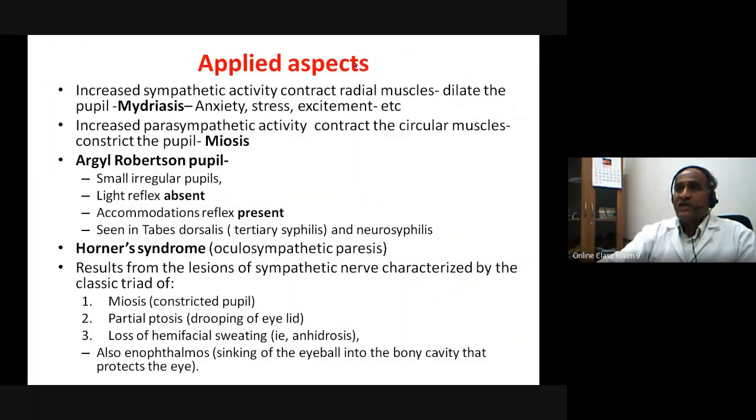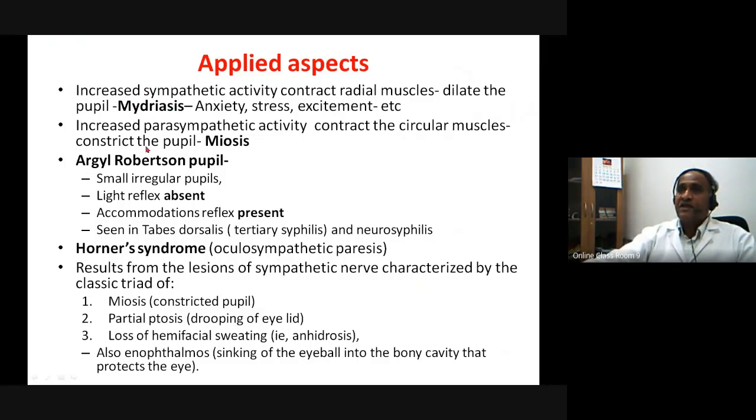Now, what are the applied aspects? This is the last part of this. One, for example, increased sympathetic activity produces a dilatation of the pupil. So when you get increased sympathetic activity in anxiety, stress, excitement, exercise, and all those things, they dilate the pupil, and this condition is known as mydriasis.